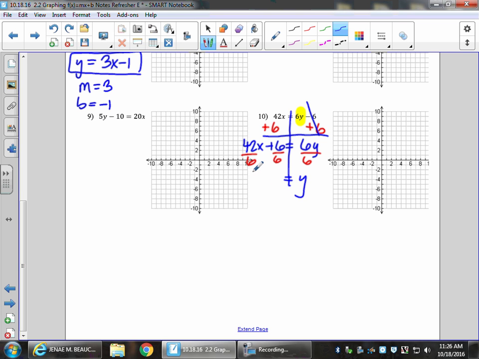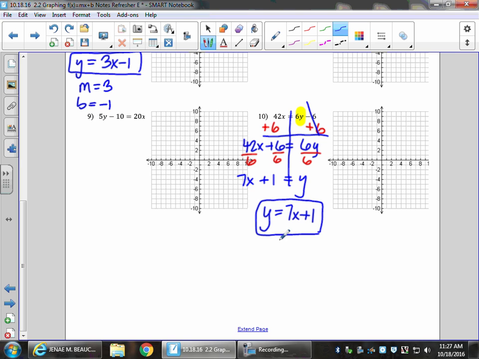is 42 divisible by 6? Yes, what do you get? 7. So y equals 7x plus 1, and you're done. And again, if you like seeing it in this order better, I kind of agree we're more used to that. I would go ahead and just finally write it like so.